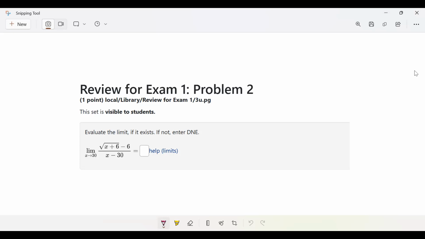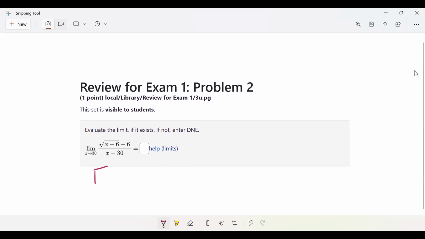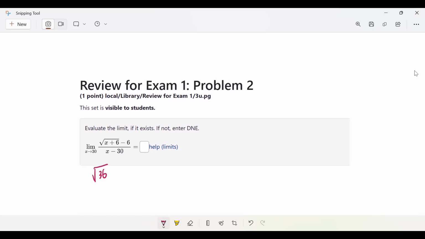So again, we try direct substitution first, anytime we want to find a limit. If we plug in 30 here, you can see the radical on top is radical 36 minus 6, and on the bottom is 30 minus 30. So it's 6 minus 6 over 30 minus 30. Again it's 0 over 0, which is called indeterminate form. It's not determined. That means direct substitution fails, and we're going to try something else.